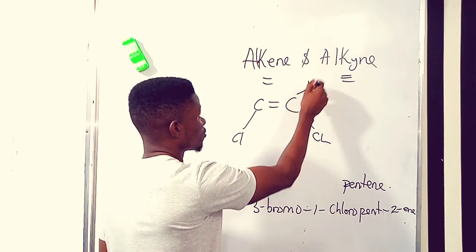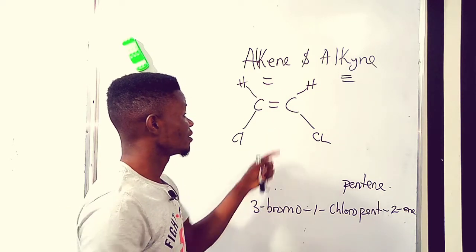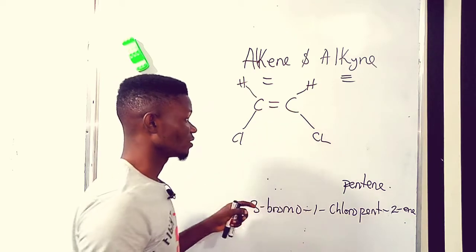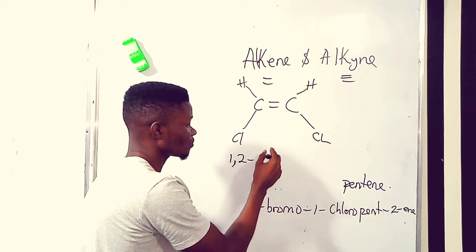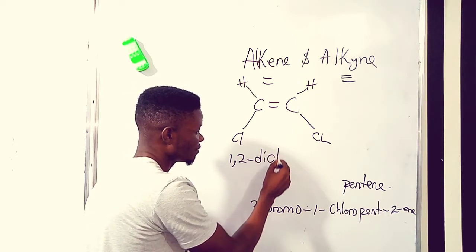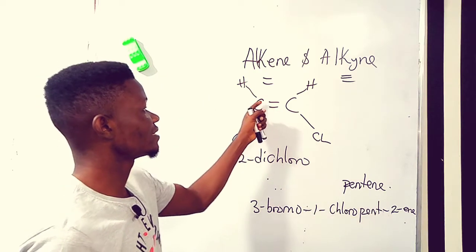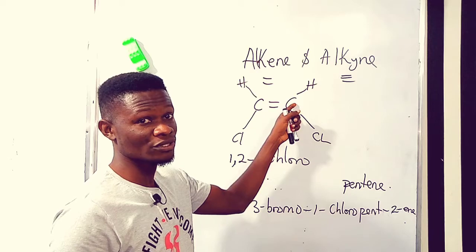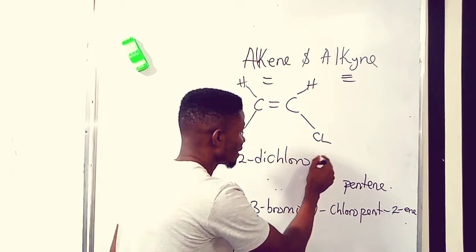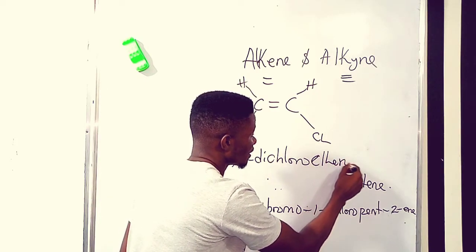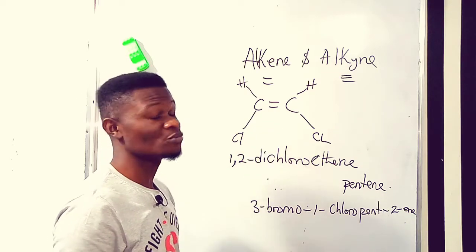Alright, so in naming this is 1, 2 dichloro. What are we looking at? This is carbon atom 2, so we are looking at ethene. 1, 2 dichloroethene. But since we are considering this to be an isomer of this compound.